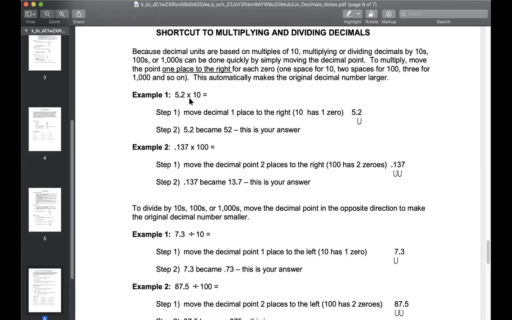If you're multiplying by 100, you're moving the decimal place two places to the right. Okay, you're just moving it twice to the right. So 0.137 becomes 13.7 when you multiply by 100. What do you think happens when I divide by 10 and divide by 100?